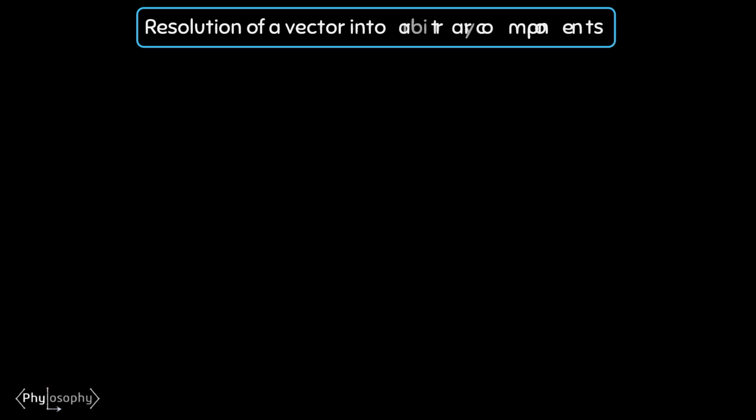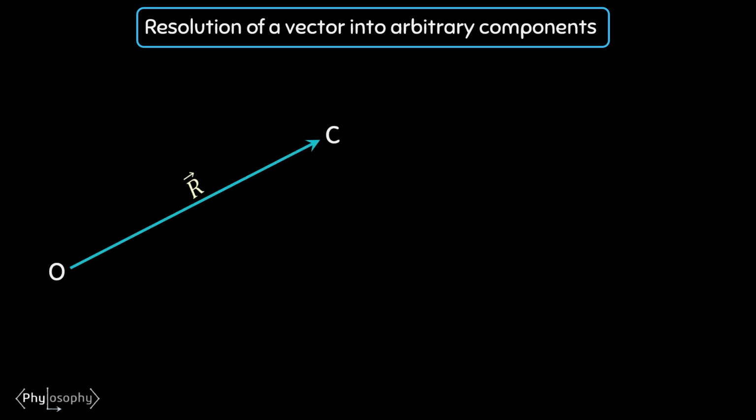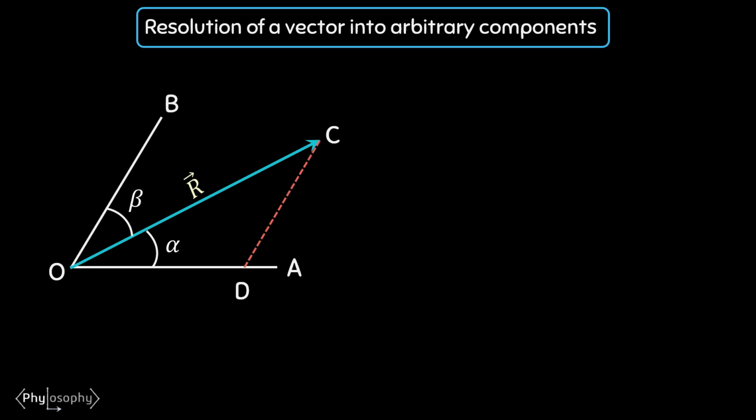Now let us discuss resolution of a vector into arbitrary components. Let R be any vector drawn from point O and is represented by OC, and let it make an angle alpha with OA and the angle beta with OB. Now draw a line CD parallel to BO on the line OA and a line CE parallel to AO on the axis OB. The length OD is the projection of the vector R on the axis OA and OE is the projection of the vector R on the axis OB.